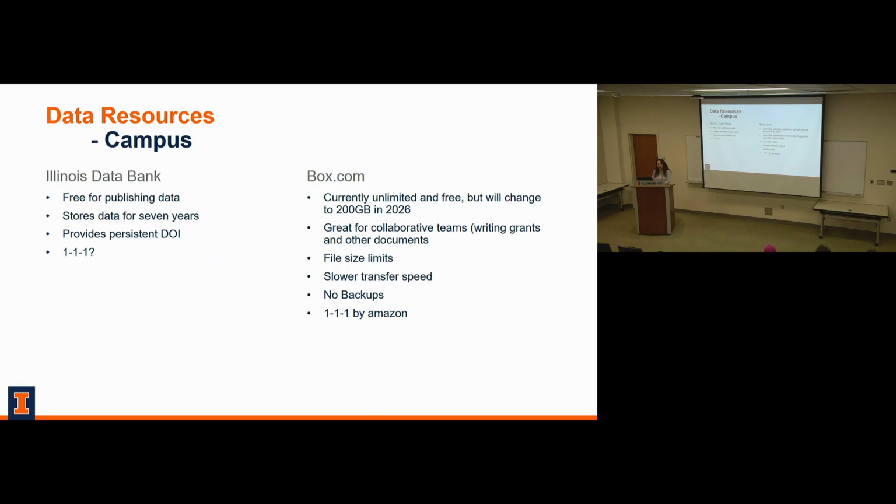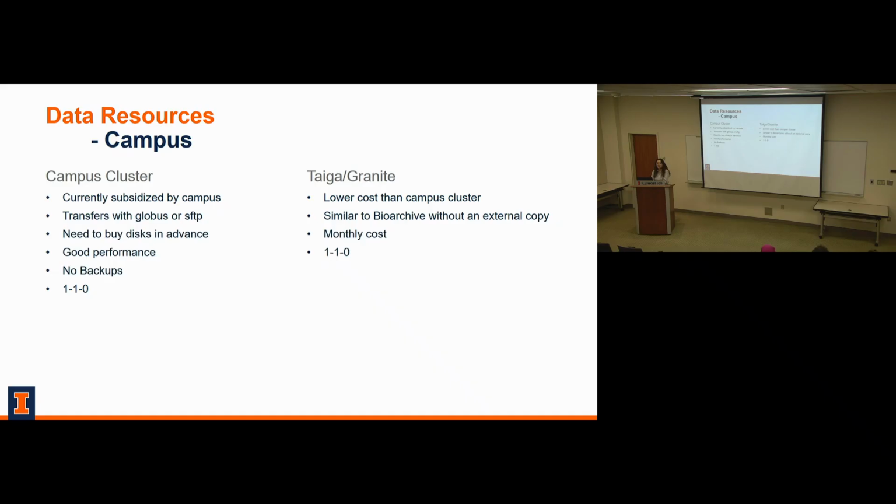And Box.com, as I mentioned, is currently unlimited and free, but will change next year. It's a cloud-based system. It's great for collaborating teams, writing documentation or grants, but it has a file size limitation of 450 gigabytes. It has a slower transfer speed than other local services. It has no backups, so it's similar to Illinois Data Bank. It's a 1-1-1 here.